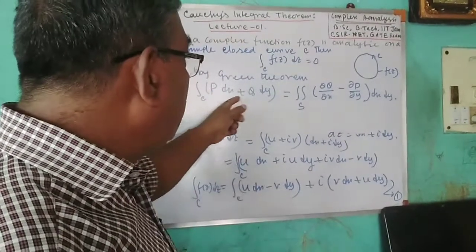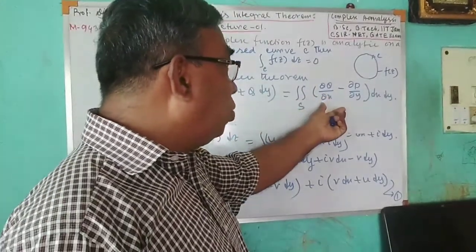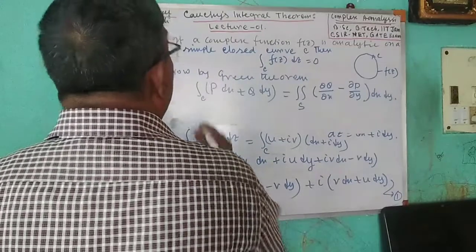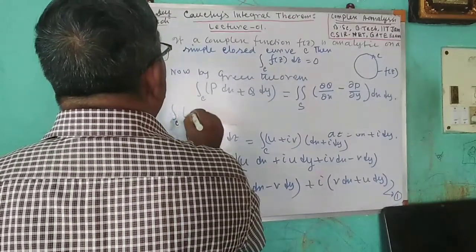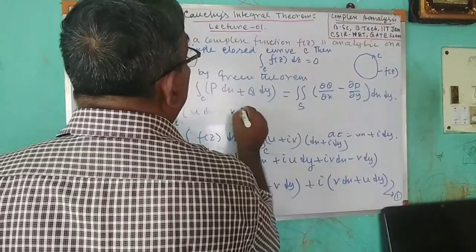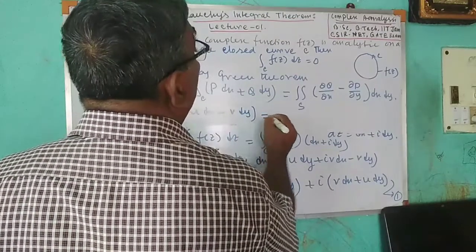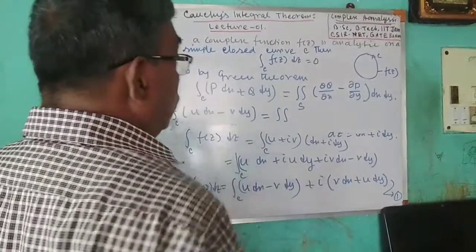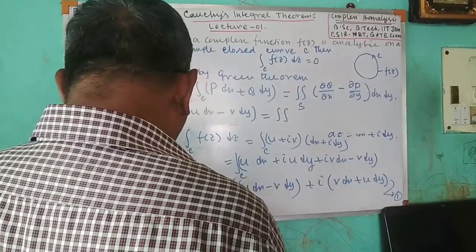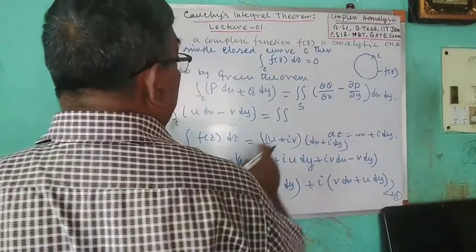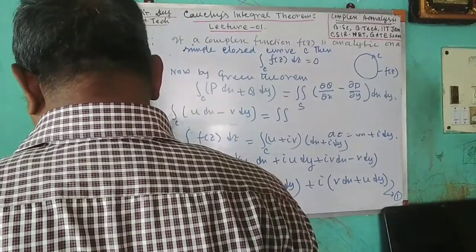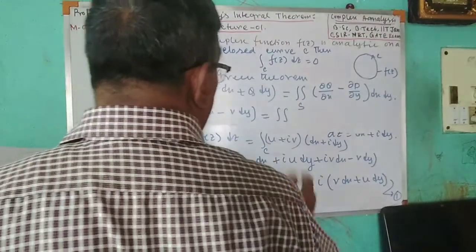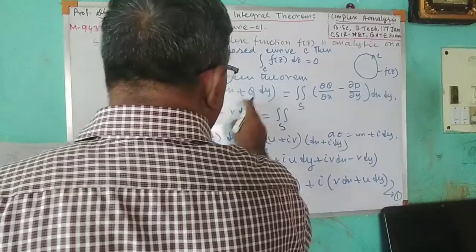So if P dx plus Q dy, this is by Green's theorem. So what is u dx minus v dy? Therefore, the integration of u dx minus v dy equals a double integration according to this formula. What is P? P is u. And Q is what? Q is v. Okay, so P is u, Q is v. Actually, Q is minus v.